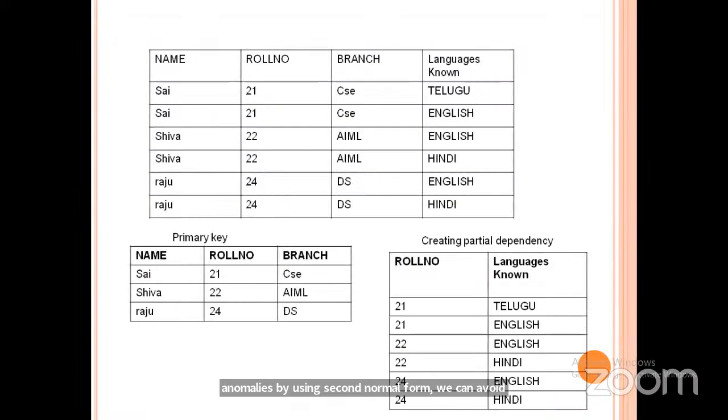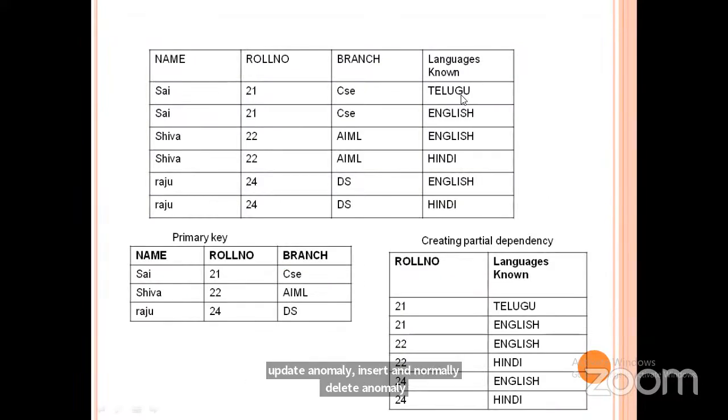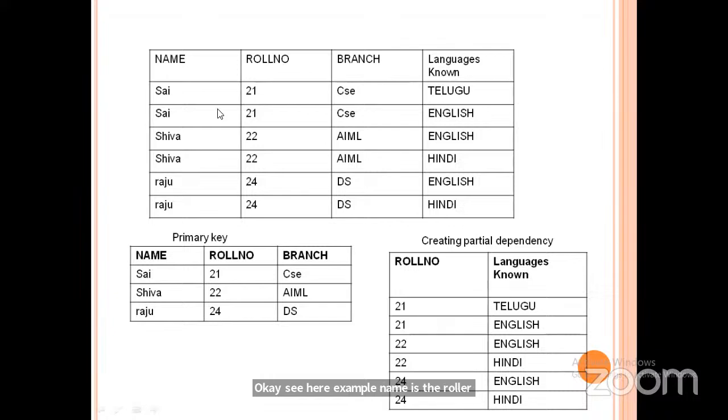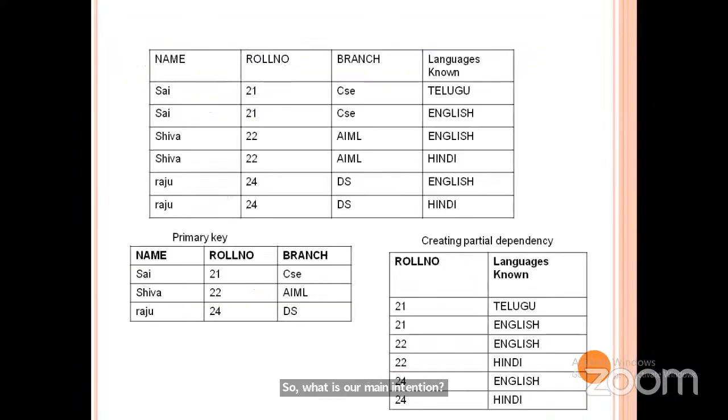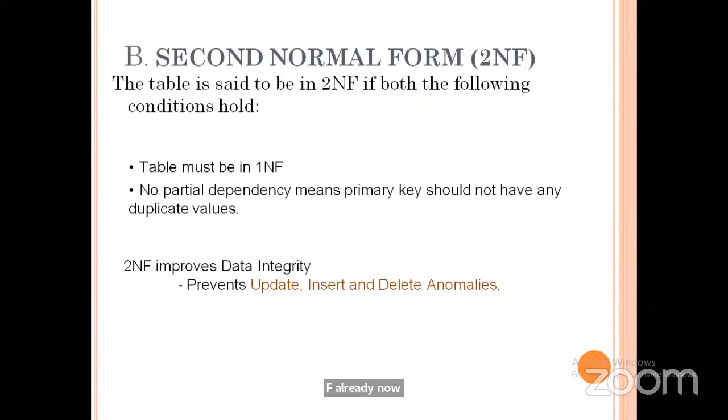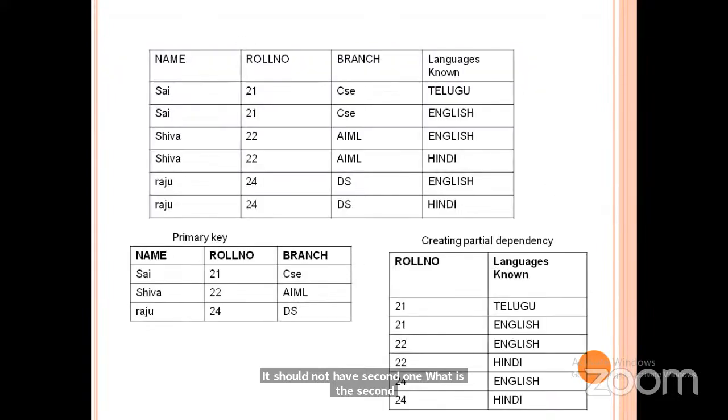See here, for example, name is there, roll number is there, branch is there, languages known is there. Okay. So what is our main intention? The table must be in 1NF. If you observe here, the table is in 1NF already. Okay. Now, it should not have, second one, what is the second point? No partial dependency, means primary key should not have duplicate values.